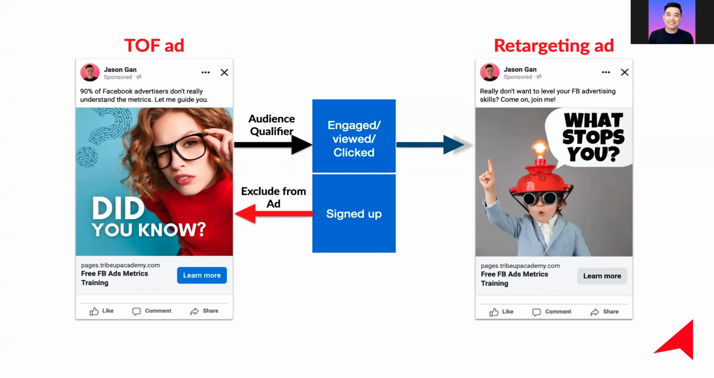And of course, we will retarget people who have interacted with the ad but are yet to purchase or yet to sign up, but only for a very specific duration, like 7 days, 14 days. And after that, whether they take the action or not, we would exclude them from seeing both ads altogether.